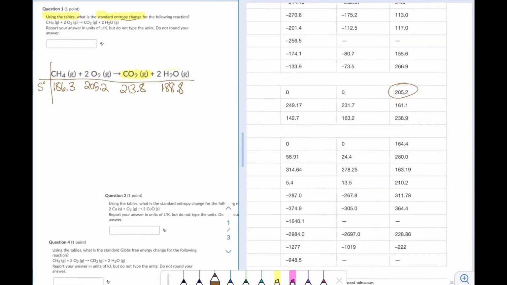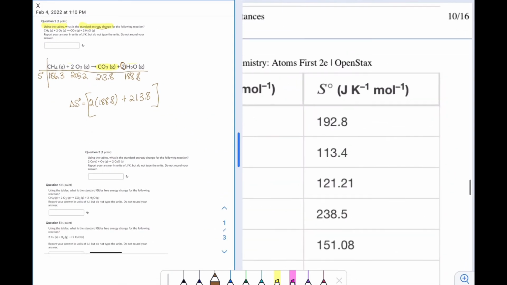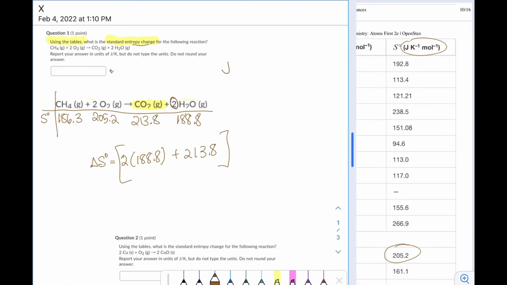All right. And now to complete this problem, I'm calculating the delta S for that reaction, the standard entropy change. It is products minus reactants, and I do have to multiply by any coefficients. So I'll multiply the value for water by 2. The delta S for this reaction will be 2 times the 188.8 for water plus the 213.8 for CO2. These are all in joules per Kelvin per mole.